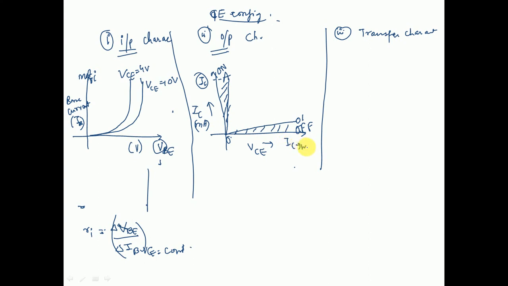Out here IC is minimum. So this corresponds to the saturation operating region, and this corresponds to the cutoff region. I hope this part is clear to you.